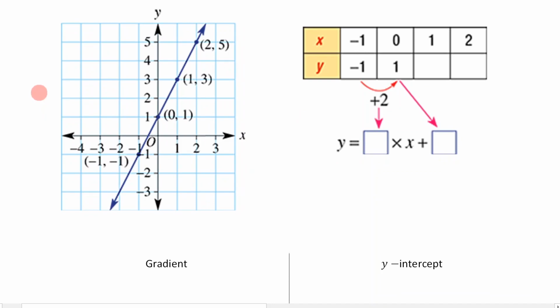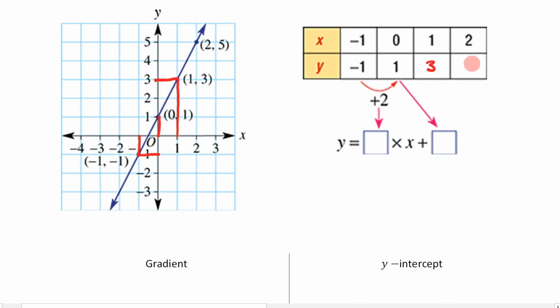So here is a graph, and here is the corresponding table of values for it. Let's begin by filling out the table of values. And again, we've done this before. When x is -1, my y is -1. And sure enough, when x is -1, y is -1. When x is 0, y is 1. Makes sense. When x is 1, what is my y value? When x is 1, my y value is 3. That can also be represented by the coordinate (1, 3).